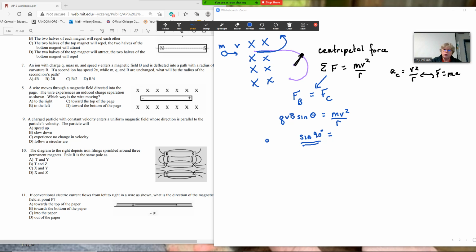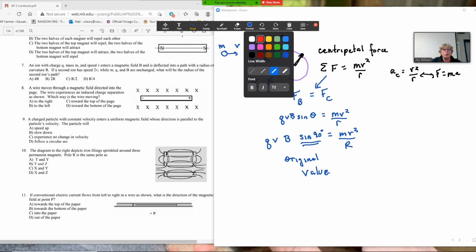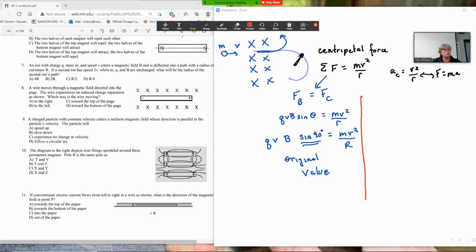So we know that Q is some number, and v is some number, and B is some number. So this is our original setup, this is our original value. And when we do that, we get mv squared over capital R. You may remember from Physics 1 that we do a lot of formula manipulation. So here are our new values, and let's see what changes. Our new value is we are going to double the speed. So now we have Q 2v B sine 90.